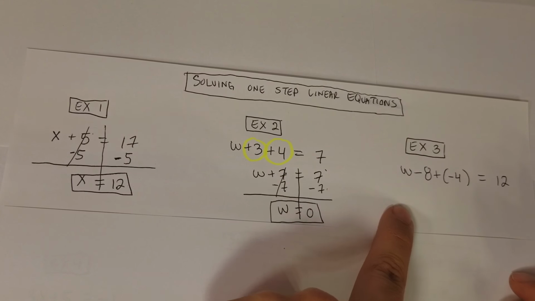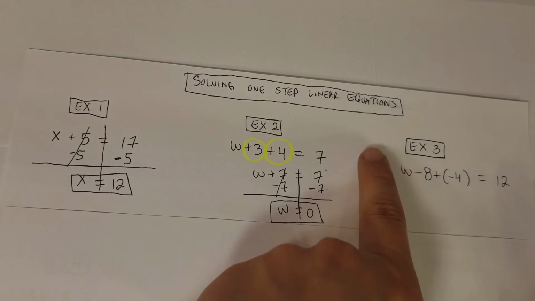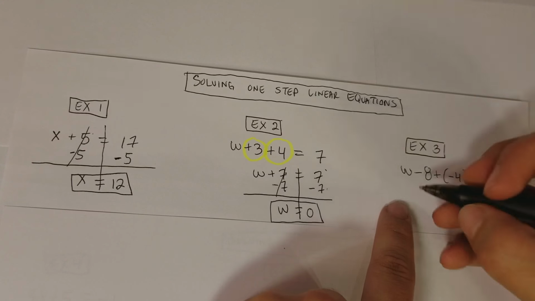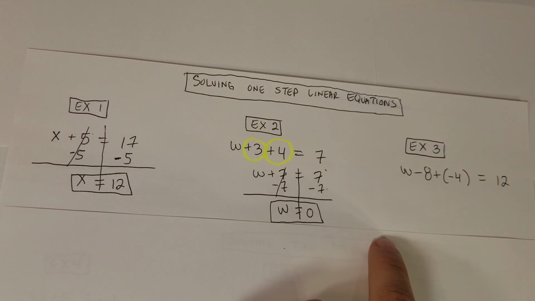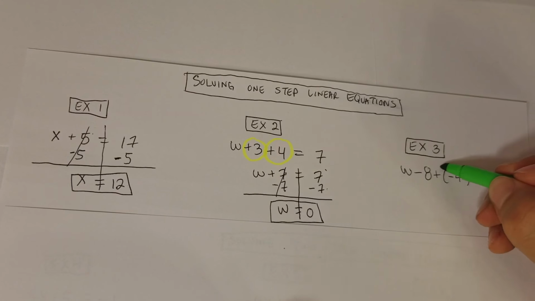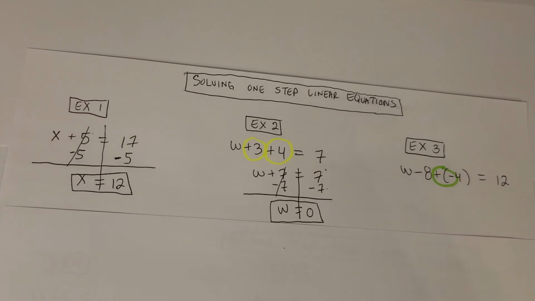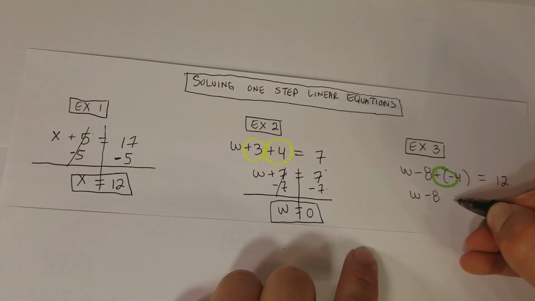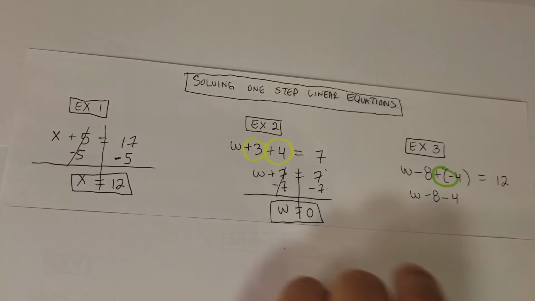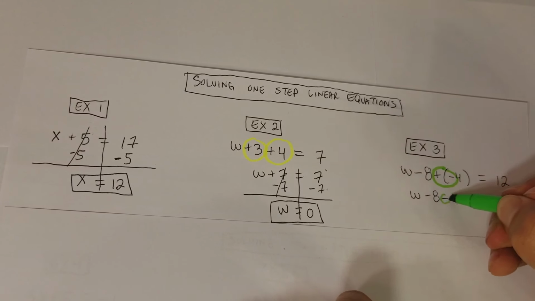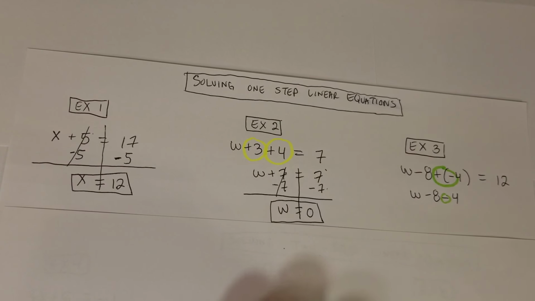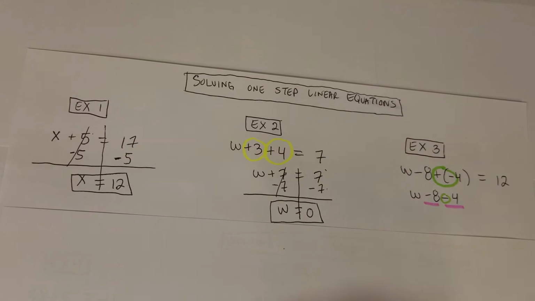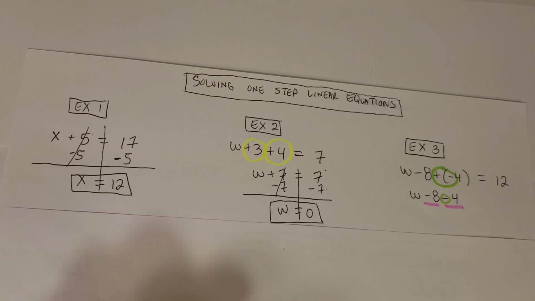Final example of one-step equations, example number 3. We have this situation. We have w minus 8, and then we have a plus minus 4. Again, we talked about this earlier in one of the videos. Plus negative, the negative is always going to win. So this actually becomes w minus 8 minus 4, because the positive and the negative next to each other becomes a negative. So we just have to combine like terms at this point. Negative 8 combined with negative 4 gives me a negative 12.